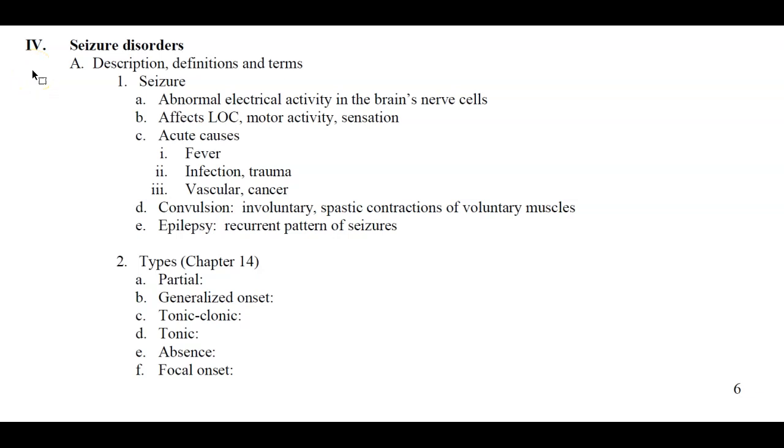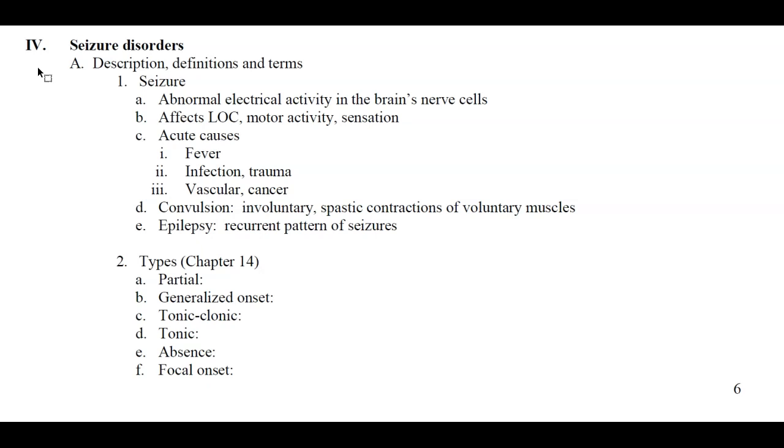Seizure disorders. A seizure is an abnormal electrical activity in the brain's nerve cells. Seizures don't always lead to convulsion. Convulsion is an involuntary spastic contraction of the voluntary muscles. Most commonly, we're more familiar with seizures that include convulsion, but something that you guys have to know is that sometimes seizure can happen without the spastic contraction of voluntary muscles.